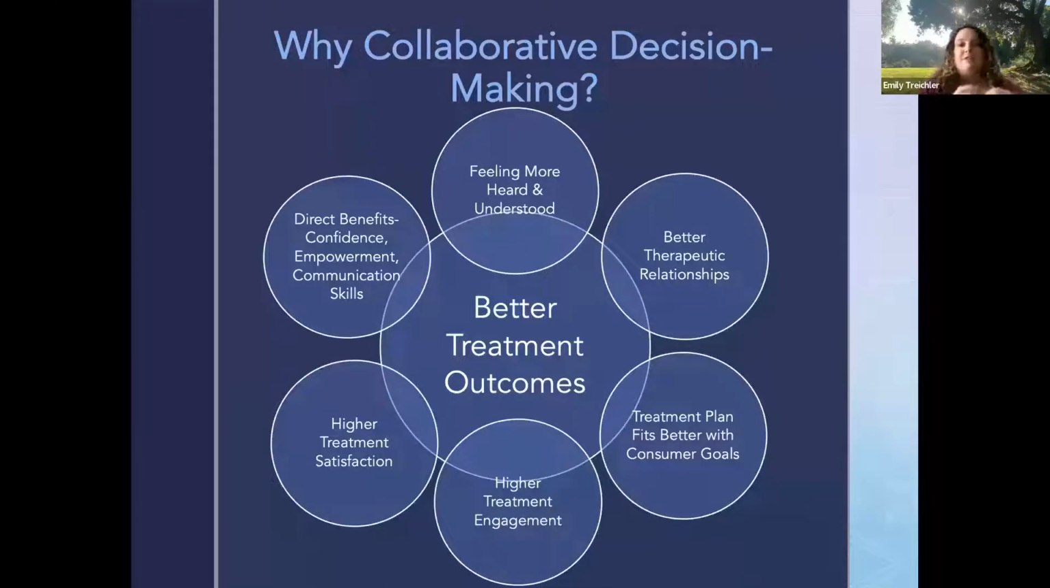And then finally, there are these direct benefits from the collaborative process itself. When you have this successful collaborative process, you can gain confidence, you can gain empowerment. And then it's also a safe space to gain important skills like communication, assertiveness, problem solving, and conflict resolution. Those are things that we can provide that they can then take outside of that to other key places where they need to have important interpersonal interactions or decision making.